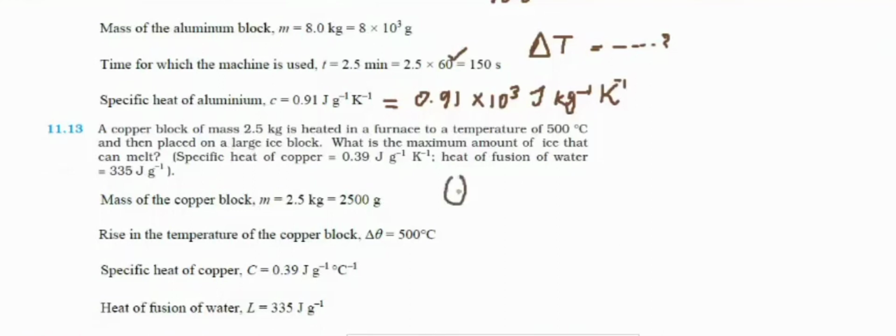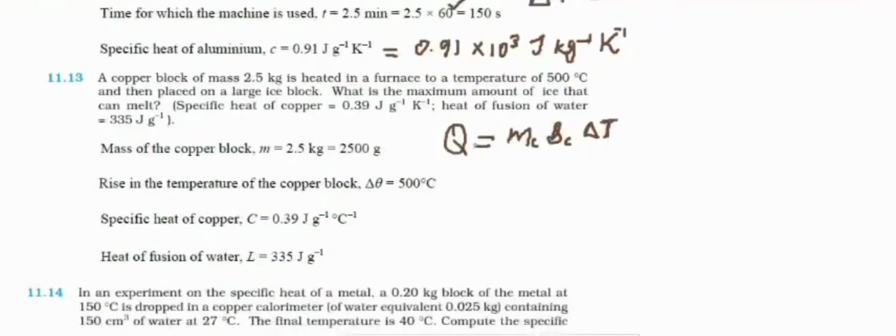So heat lost by the copper Q is equal to mass of copper into specific heat of copper into change in temperature of copper. The copper is kept in contact with the ice. Ice temperature is 0 degrees Celsius. Copper block has a temperature 500 degrees Celsius. Therefore, change in temperature will be 500 minus 0, that is 500. And what is the use of this heat energy? Heat lost is equal to heat gained, and it is used for phase change, melting.